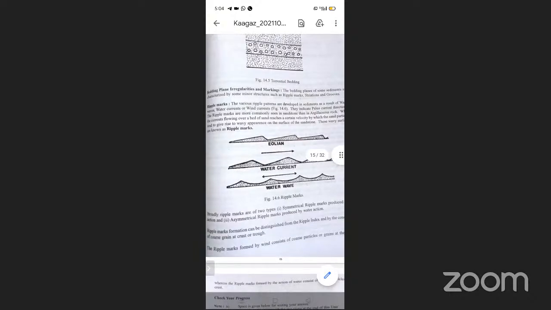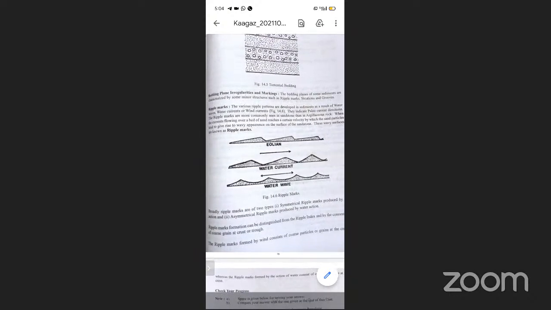The various types of ripple marks. That means different patterns of ripple marks develop in sediments because of water waves and water currents, or when wind currents impact the sedimentary formations while the sediments are being transported into the diagenesis process, and they indicate the paleocurrent directions. Ripple marks are more commonly seen, particularly in sandstone, and less so in argillaceous rock.